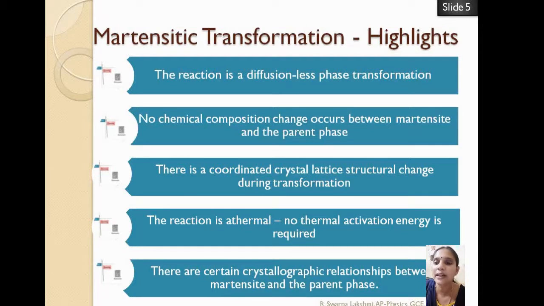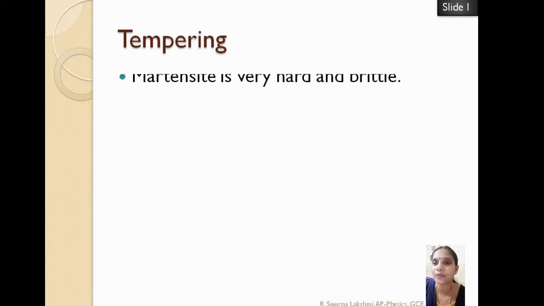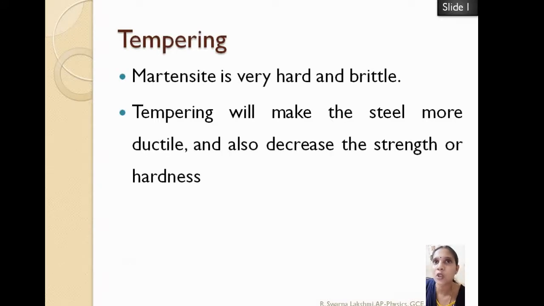There is a coordinated crystal lattice structural change due to the shear forces. The reaction is athermal, that is, no thermal activation energy is required in case of martensitic transformation. There are certain crystallographic relationships between the martensite and the parent phase. Martensite is very hard and brittle, and hence tempering of martensite is required to make it ductile. But tempering will also decrease its strength and hardness.